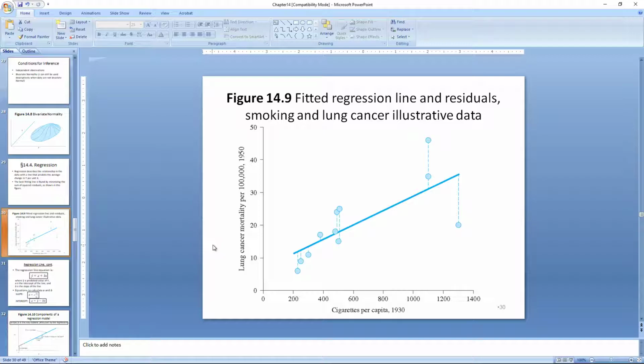Here's our fitted regression line with the residuals of smoking and lung cancer, the same problem we've been going through. So we're finding our data points, and here's our line for our correlation, and we're trying to find the average distance between each point and the line.